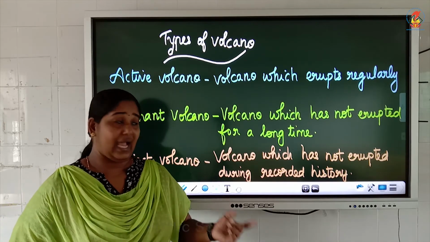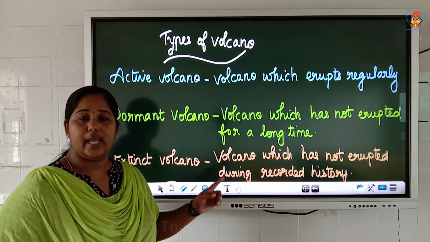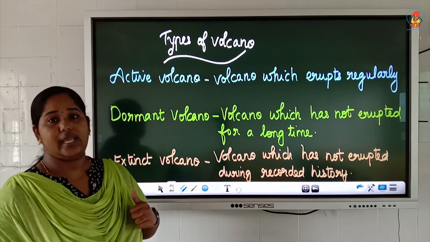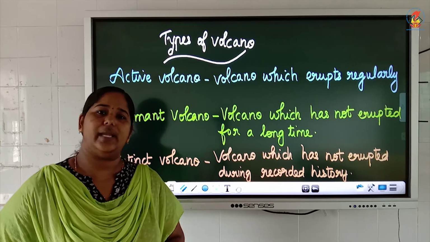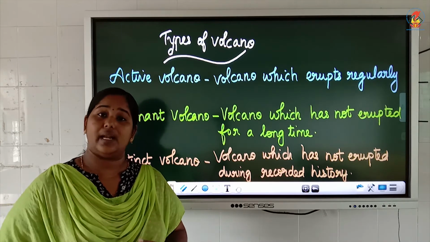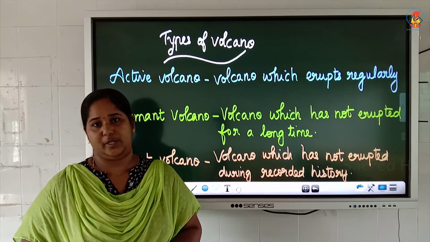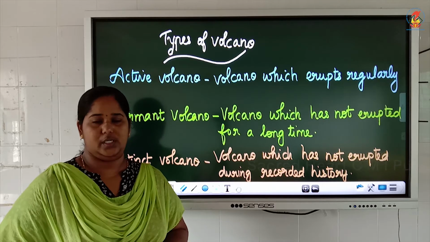First one is active volcano. It erupts regularly. Second one is dormant volcano. It has not erupted for a long time. And extinct volcano, it has not erupted for recorded history. That means for a very long time it has not erupted. It will not erupt in future. But dormant volcanoes may erupt in future. So this is the basic thing about Earth.